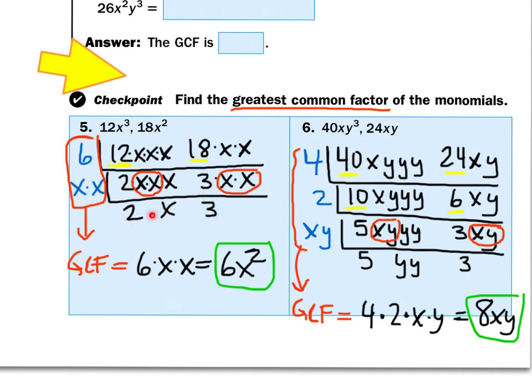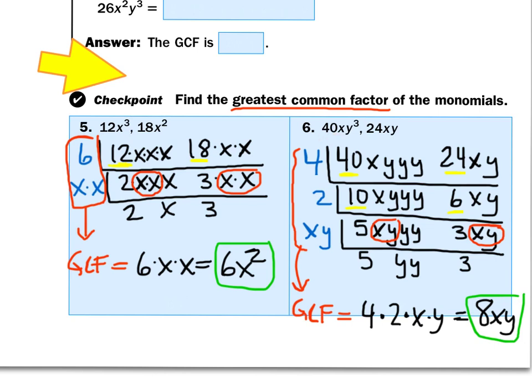So look at this bottom layer. This is important that you see that they have nothing else in common. So then the greatest common factor is just everything here in the tower, which would be 6 times x times x, which is 6x squared.